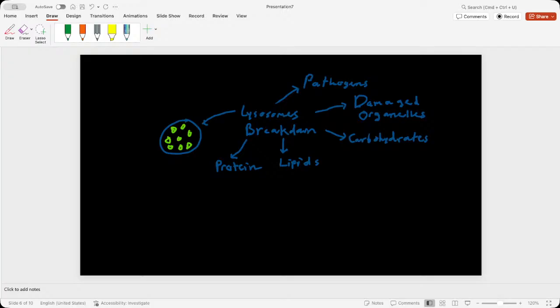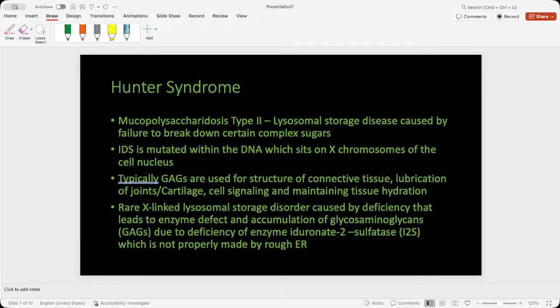ribosomes. Okay, so now the next thing here is Hunter syndrome. Hunter syndrome is a mucopolysaccharidosis type 2, which is a lysosomal storage disease caused by failure to break down certain complex sugars. Now, how does this actually happen? Well, first of all, there's an enzyme I talked about earlier. That enzyme is used by the lysosome to break down certain things, including some storage sugars, like I said, carbohydrates, and some sugars and stuff.